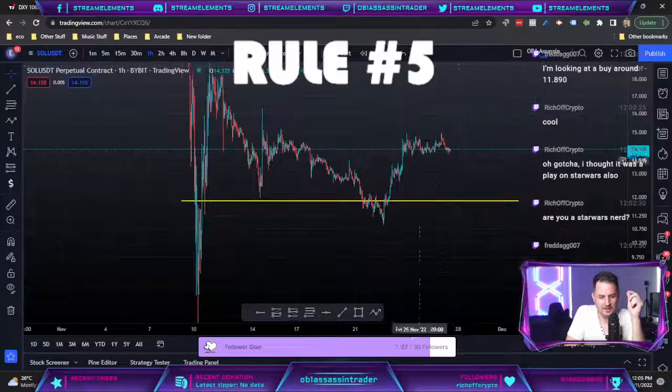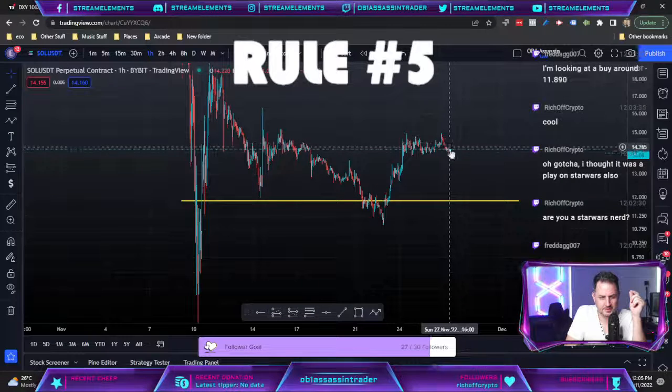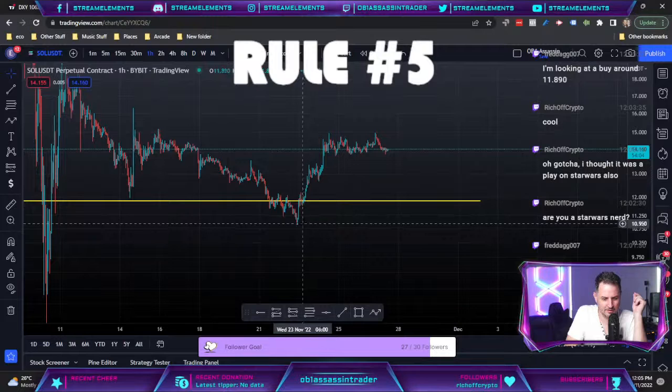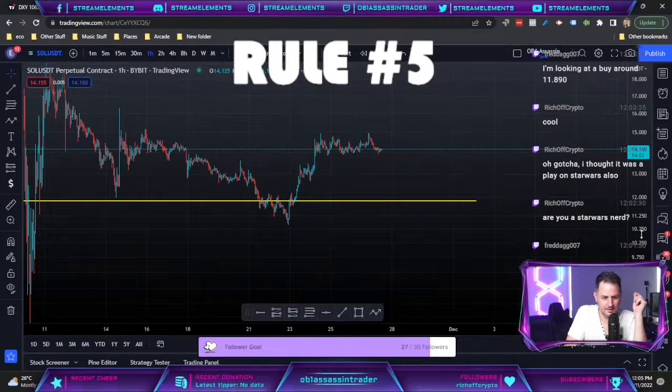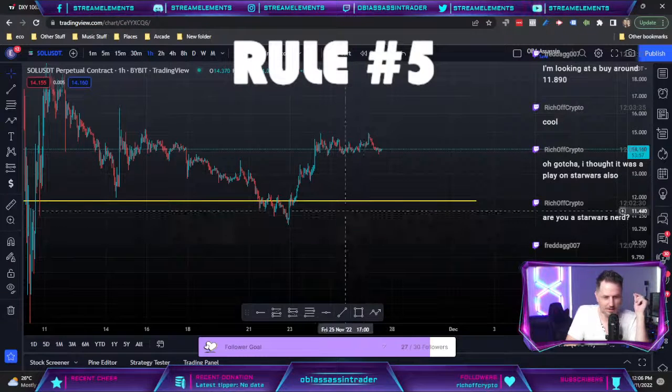So if BTC is coming down, we should see Sol coming down with it. And it looks like this big heavy demand zone right down here is going to be the place to buy it. So what did you say you were looking at? You were looking at 1180, 1189.